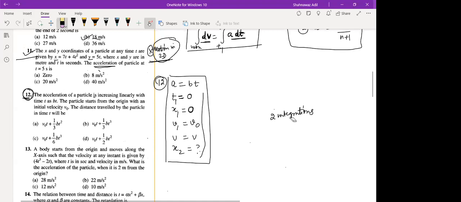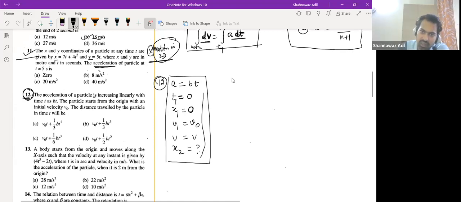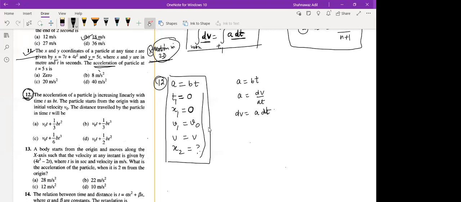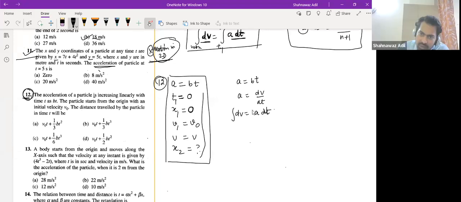Okay, so acceleration is given. a is bt. Now we will integrate to calculate v, from v naught to v. Let me write. So a is dv by dt, right? So dv is a dt. Am I correct, guys? Yes, sir. Now we will integrate on both these sides.